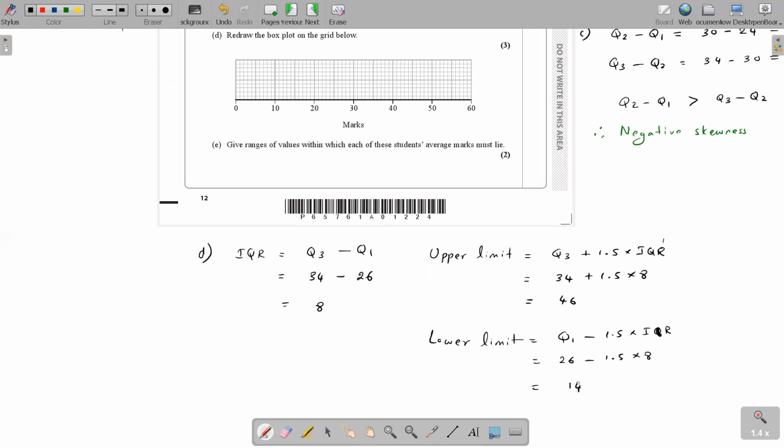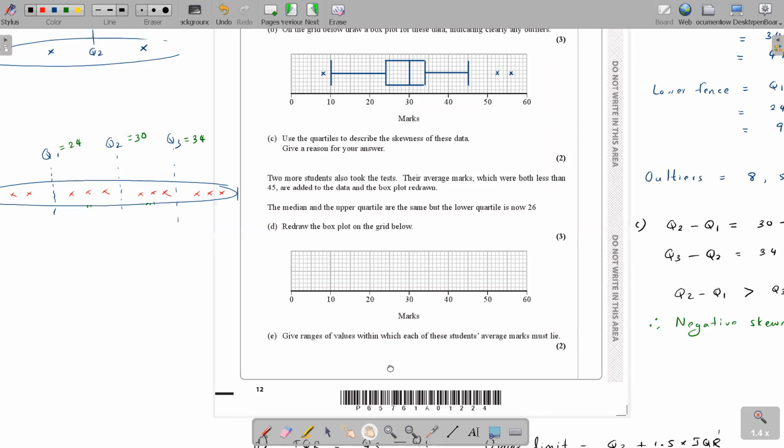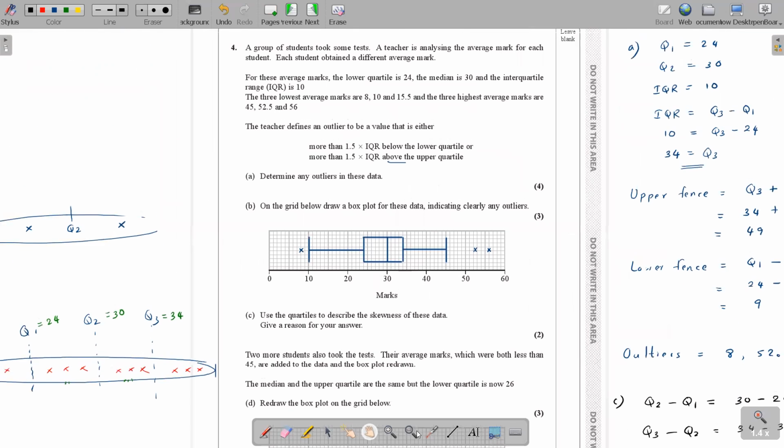14. Okay, so now the 3 lowest values and the 3 highest values are given to us. So consider the upper limit and lower limit, 46 and 14. Do we have any new outliers? Children, do we have any new outliers? 10 is an outlier. Let me take this down.